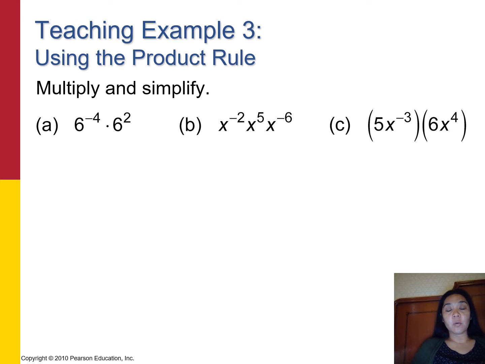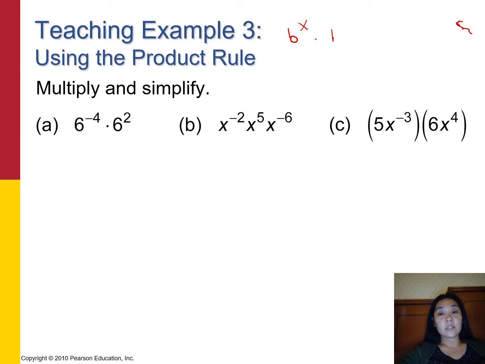So again, this is the product rule. Now, for the product rule, the rule goes like this. If you are multiplying a base to the x times the same base to the y, then you have the base to the x plus y. Notice the base stays the same. And you're only adding the exponents. You're not multiplying the exponents. There will be a case for multiplying the exponents, but that is another slide.